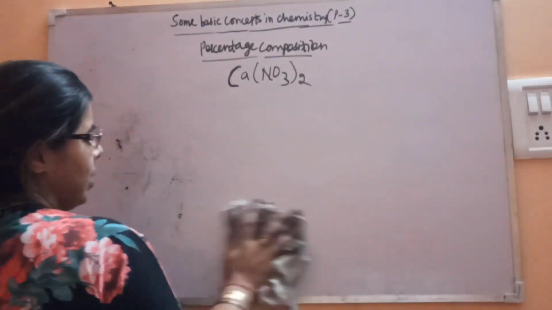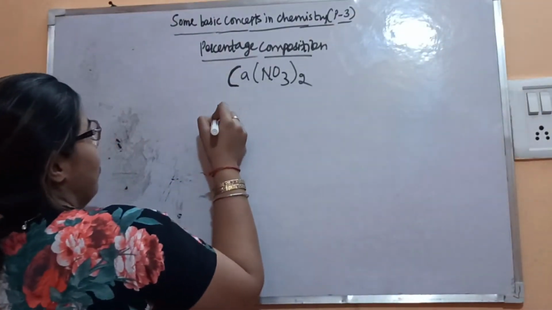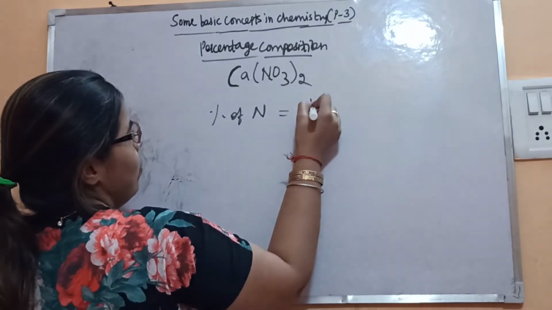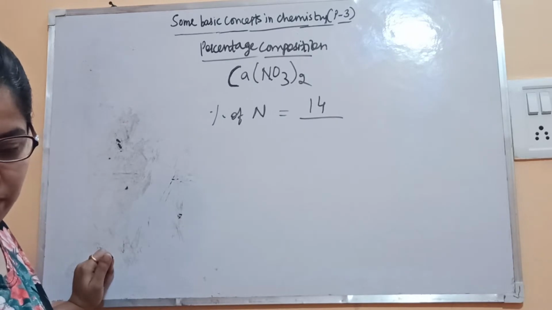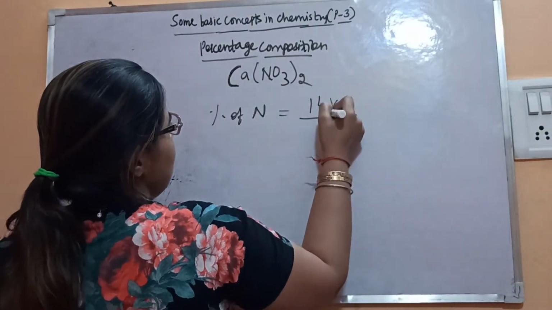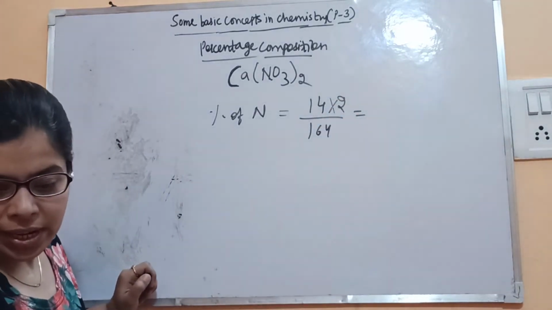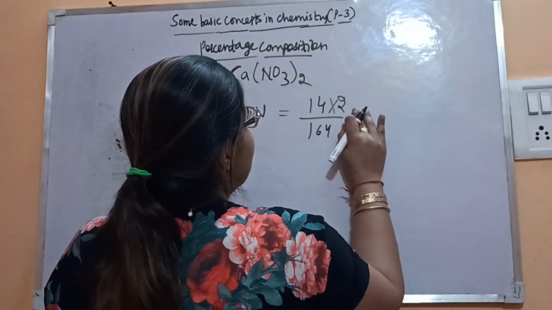Okay, so let's calculate for oxygen and nitrogen. Percentage of nitrogen in this compound is equal to, nitrogen is 14 divided by 164. So how many nitrogens are present? 2. 164. Solve this, what will you get? You will get the answer 17.07%.